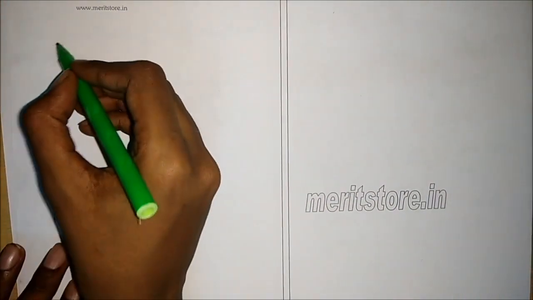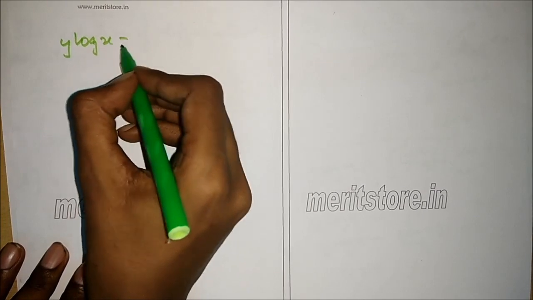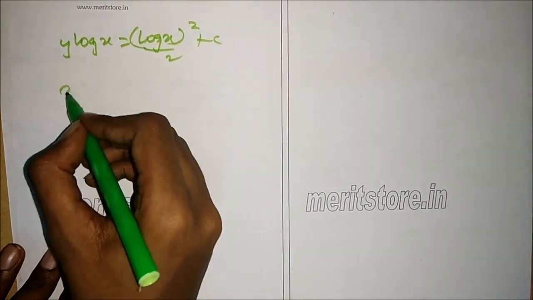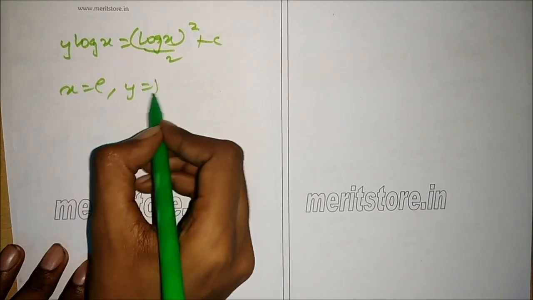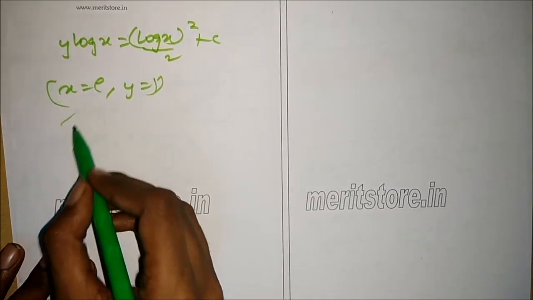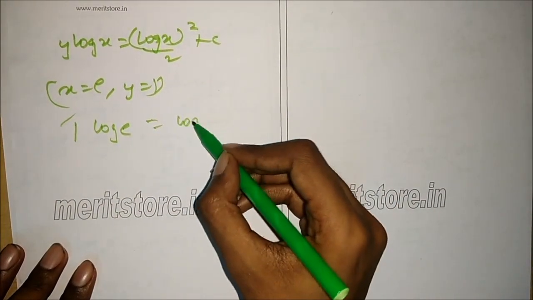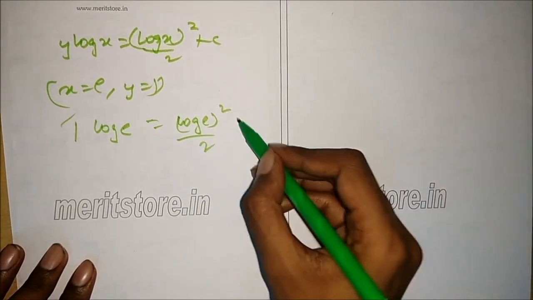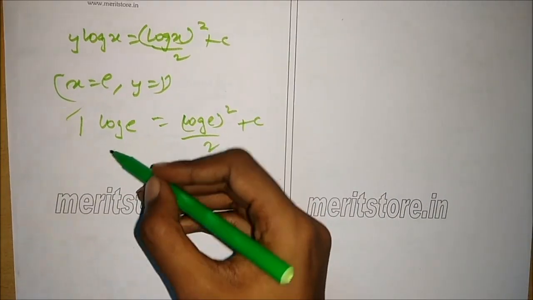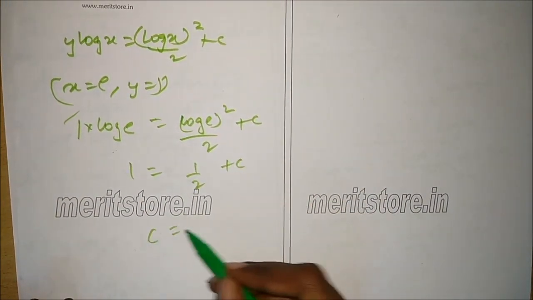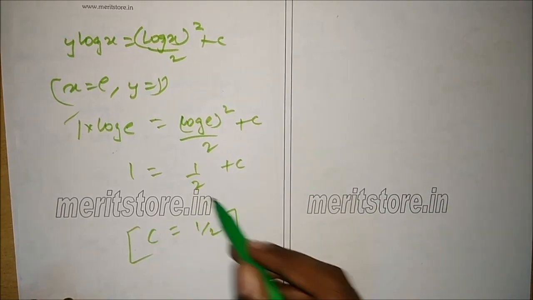So what we found was y log x is equal to (log x)^2 by 2 plus c. So x equals e, y equals 1. We substitute the values, we get y = 1, into log e is equal to (log e)^2 by 2 plus c. So log e is 1, so this will be 1 is equal to 1 by 2 plus c. So c will be half.